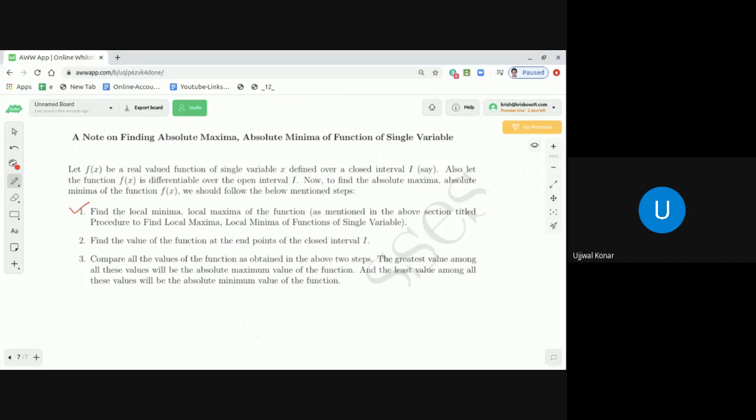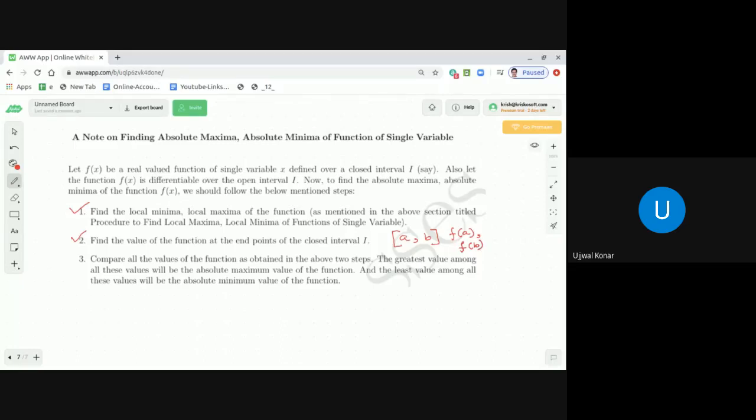Now the second step is to find the value of the function at the end points, because the function is defined on the closed interval I, so there will be extreme points. Suppose the closed interval I is [a, b], then you should find the value of the function at a, that is f(a), and the value of the function at b, that is f(b). Let me write it down here: the value of the function at the point b, that is f(b).